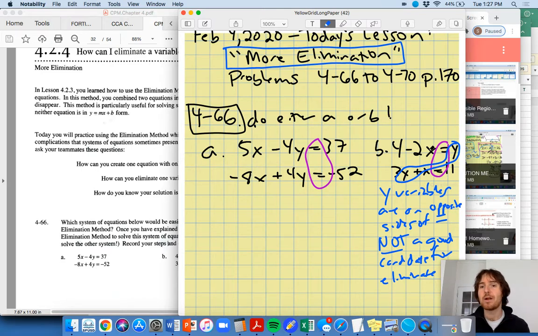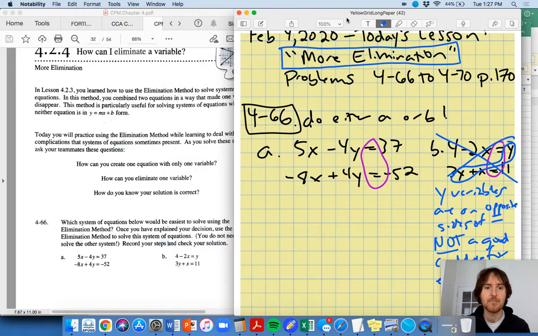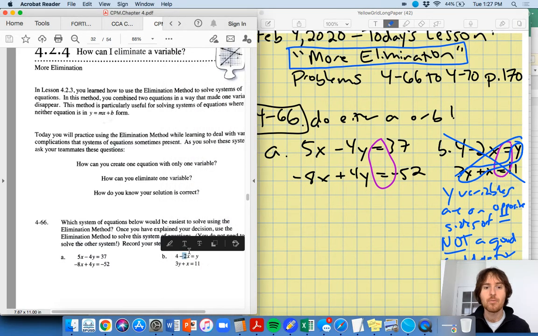So this top one here is sort of set up for substitution, right? Part B is set up for substitution. We already have y isolated. The way I would solve this is I would replace y with 4 minus 2x, 3 times 4 minus 2x, and then distribute 3, and then add the x. So it can be done, but I'd be doing it during substitution.